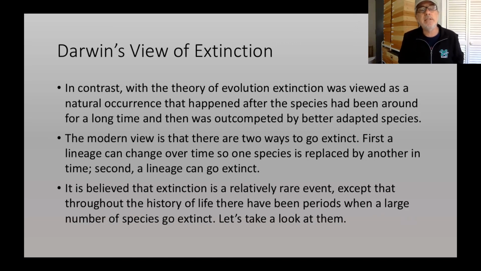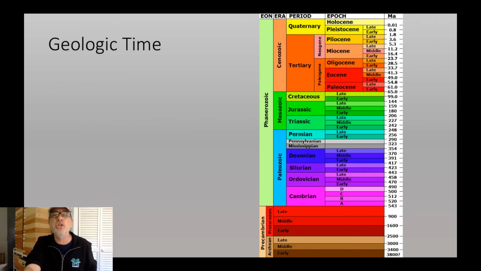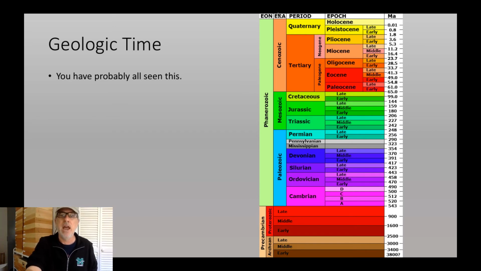It is believed that extinction is a relatively rare event, except that throughout the history of life, there have been periods when a large number of species go extinct relatively quickly. And we want to take a look at these moments of rapid extinction. I'm going to take an aside into geologic time. You have all probably seen a chart of geologic time, and it looks like this, where you have epochs, periods, eras, and eons, eons being the longest, epochs being the shortest. And they're all 3.8 billion years of life crammed into this one table.